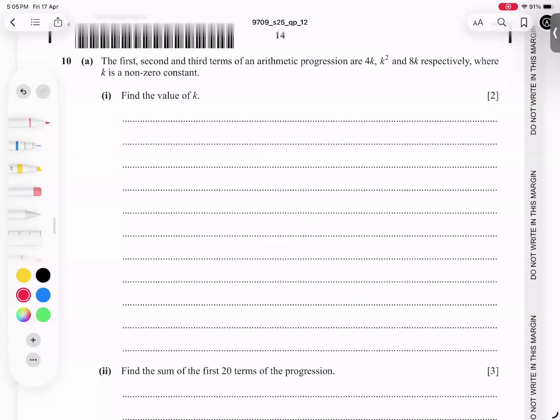Question number 10, we have the topic AP-GP. The question is: the first, second, and third terms of an arithmetic progression are these, where K is a non-zero constant. So do you know, students, what the criteria is? If we have the first three terms, for example, T1 is 4K, T2 is K square, and T3 is 8K, then for an arithmetic progression we have a formula. And what is the formula? Third term minus second term is equal to second term minus first term.